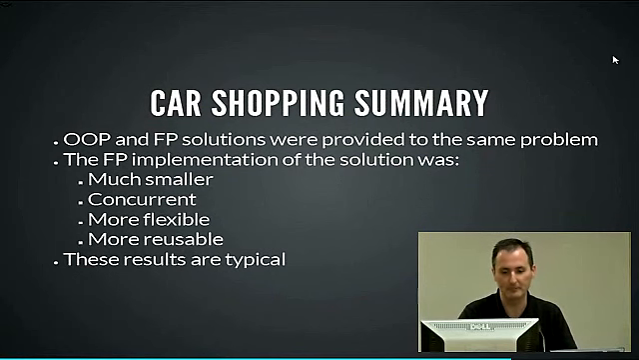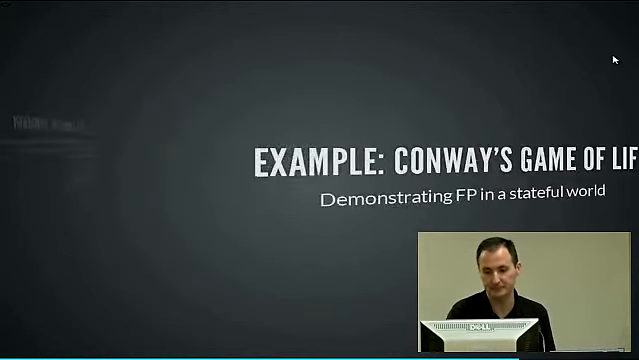Okay, so in summary, I provided two solutions, object-oriented and functional, to the same problem. The functional programming implementation was smaller, it was concurrent, it was more flexible, it was more reusable. I've been doing FP for probably four or five years now, mostly Scala. About the last six months to a year has been Clojure. These results are typical.